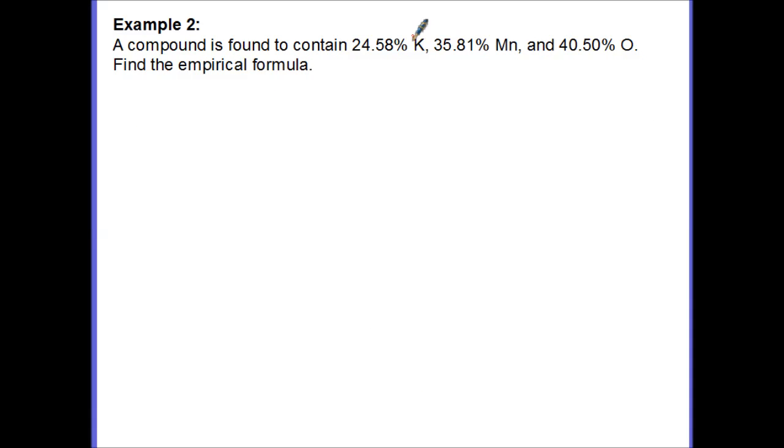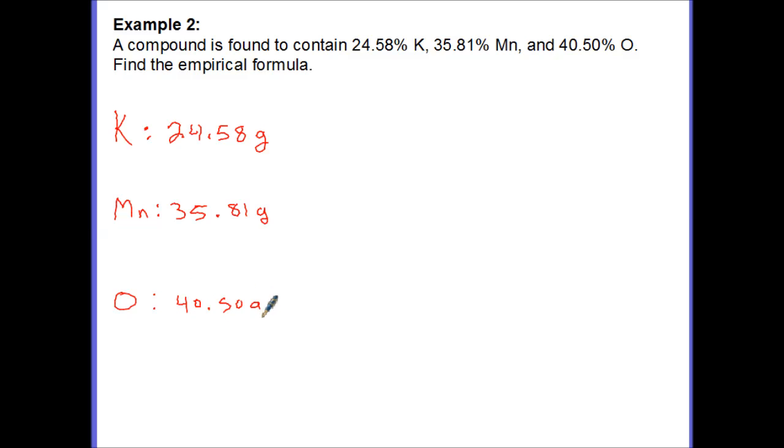Take a look at example 2. What we have to do is, if you have percentages, make your total mass about 100, and these percentages turn into the grams. So we already have that step. For K, we know it's 24.58%, so that means it is going to be 24.58 grams. Let's take a look at the manganese. If we have 35.81%, that means we have 35.81 grams. And for oxygen, if it is 40.50%, it means it's 40.50 grams.